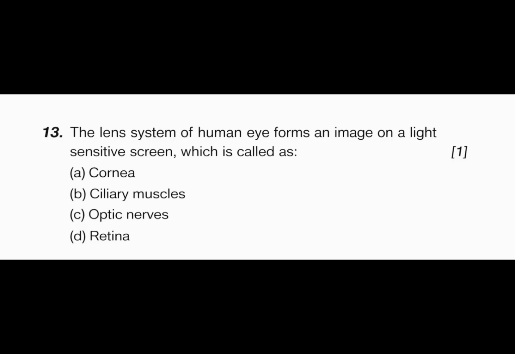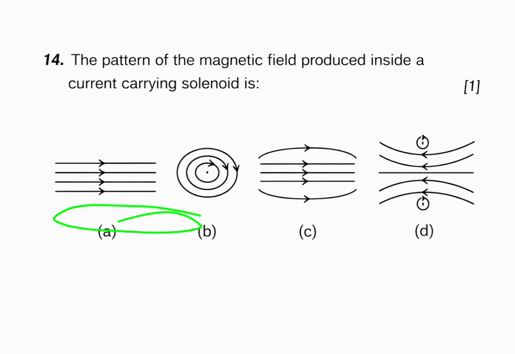Now, let us quickly understand the function of other parts. First one, cornea. The cornea is the outermost transparent layer of the human eye. We know that maximum refraction of the light takes place at the cornea. In option B, they given ciliary muscles. Ciliary muscles change the shape of the eye lens. This helps the eye to focus near and distant objects. In option C, they given optic nerve. Optic nerve carries electrical signals from retina to brain, where the image is finally interpreted. Okay, let us move on to the next question.